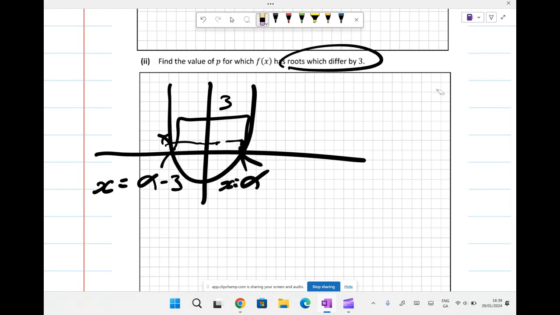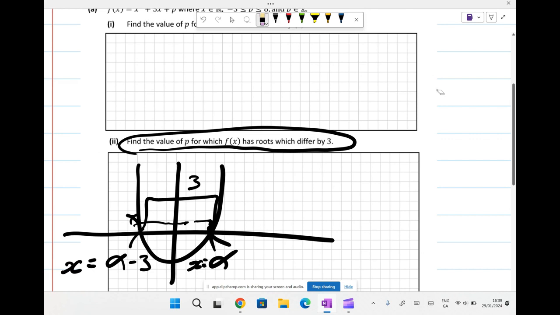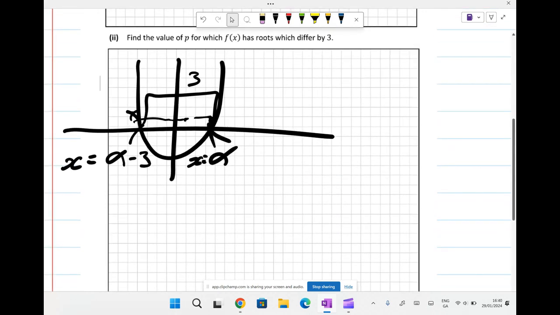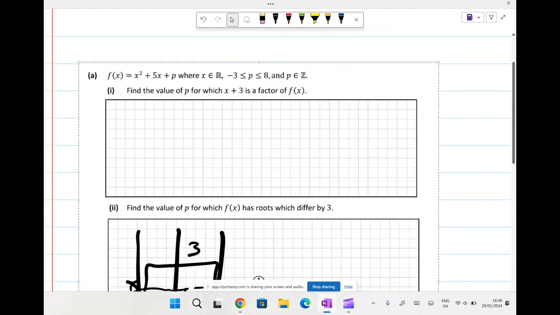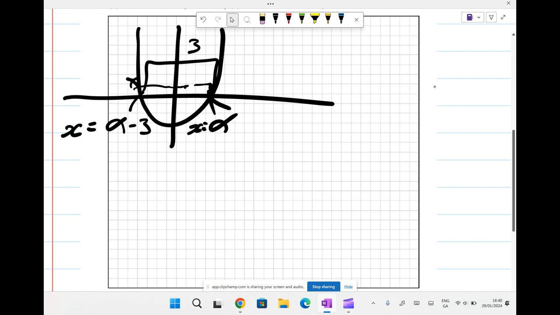Okay, so how are we going to find the value of p for which f of x has roots which differ by 3? One way to do that is we know that factors and roots are closely linked, and we know that factors multiplied together are going to give the actual equation for f, and then we can do the same thing we did before, where we can compare terms and just find out what p was straight away. So let's turn these into factors and then multiply them together and let them equal our function. Okay, so how do we turn roots into factors?